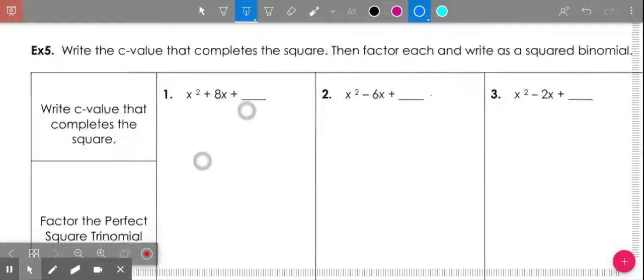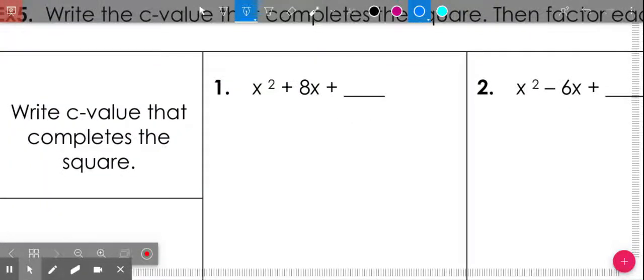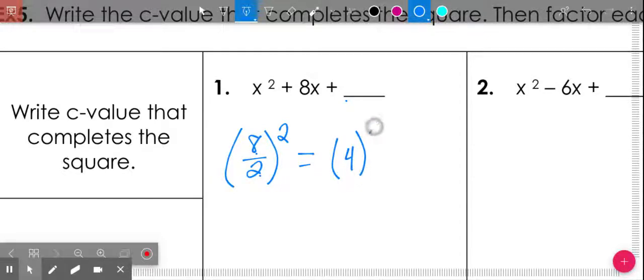All right, so first we're going to make our c values that go here. So we're going to take our b value, divide it by 2. We're going to square it. 8 divided by 2 gives me 4. We're going to square that. 4 squared gives me 16. So that's what's going to go in the blank.